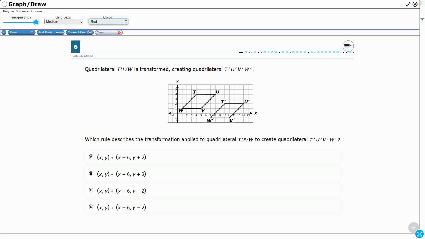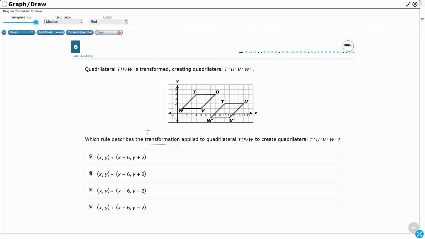All right, so we've got two different quadrilaterals here, TUVW, and they got shifted over to T prime, U prime, V prime, W prime. And it looks as if all it says is transformation. It looks like a translation, but they don't give that to us. But I think it is going to be safe to say that this is what we call a rigid transformation.